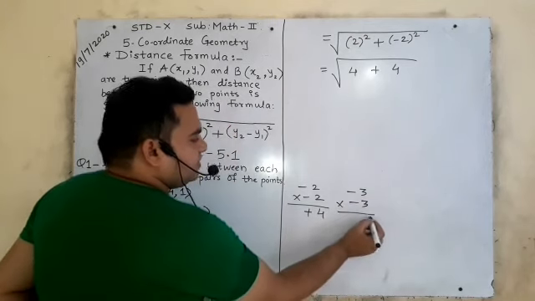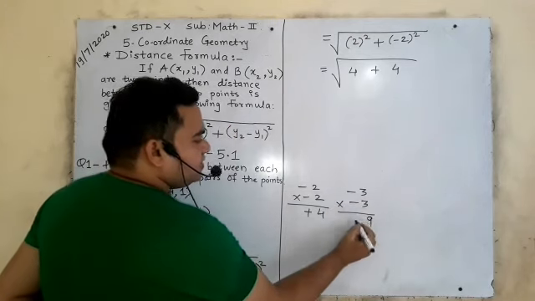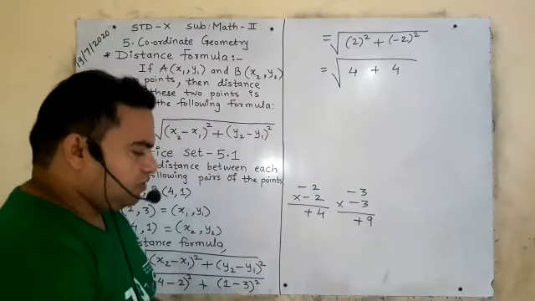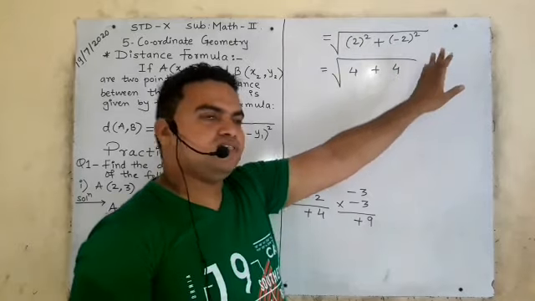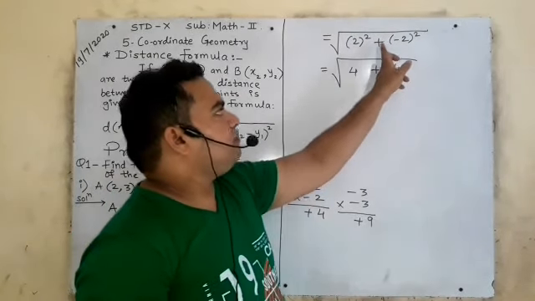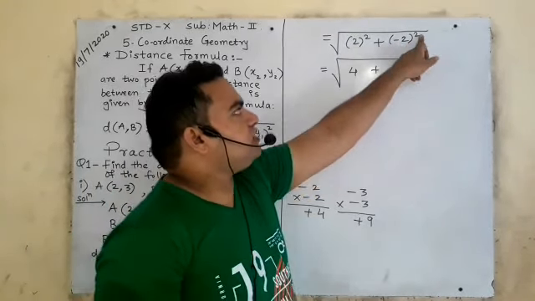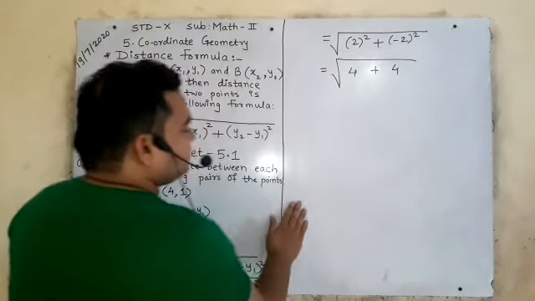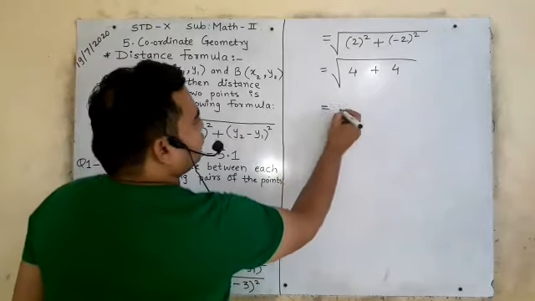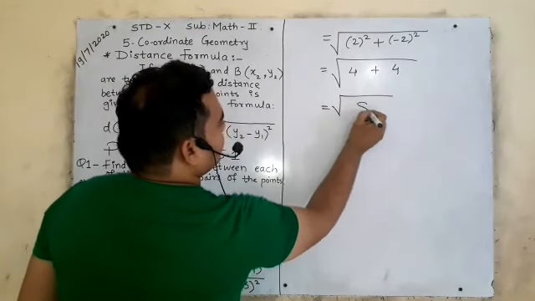So 3 3s are 9. Minus multiplied by minus is always plus. So keep in your mind, the square of any negative number is always positive. So 2 ka square is 4, and plus as it is. Now minus 2 ka square is also 4, because the square of any negative number is always positive. So we will write it over here. What is the answer? 4 plus 4, 8.